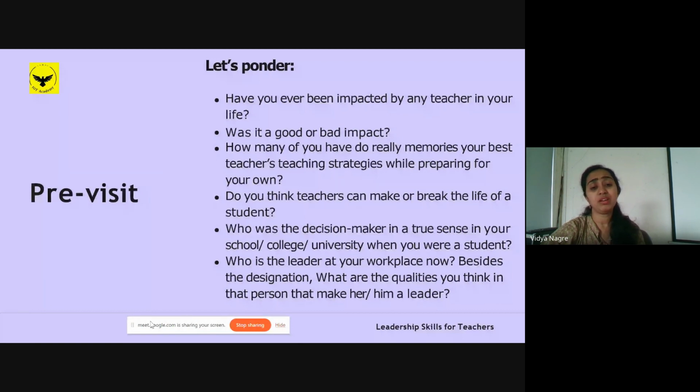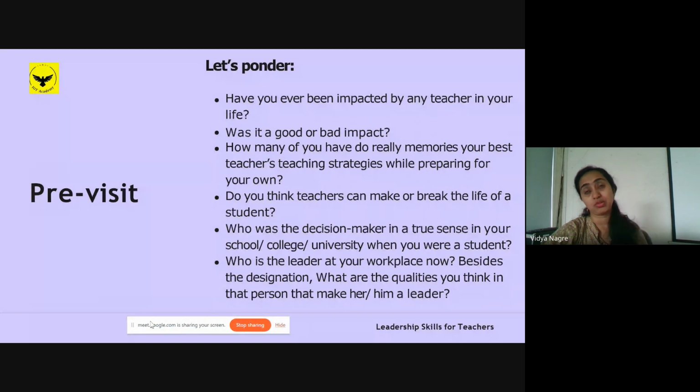Right now, at your workplace, who is a leader now? Besides the designation, let's say, not necessarily every time the principal is the leader or the vice chancellor is the leader. What are the qualities you think besides that designation? That designation gives them the opportunity to be the leader. But as a leader, if you consider that person to be the leader, then what are the qualities you think that person has that make her or him a leader?